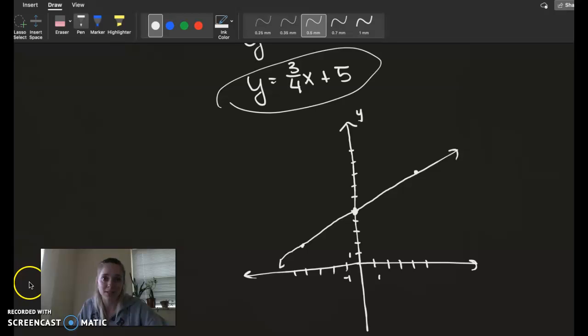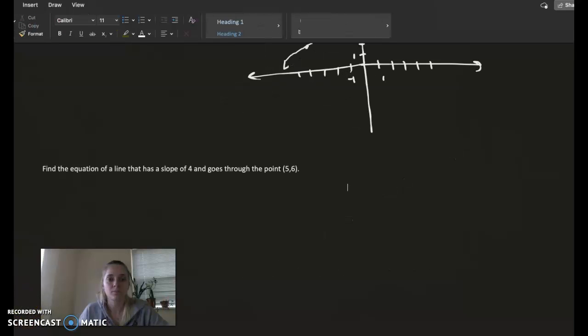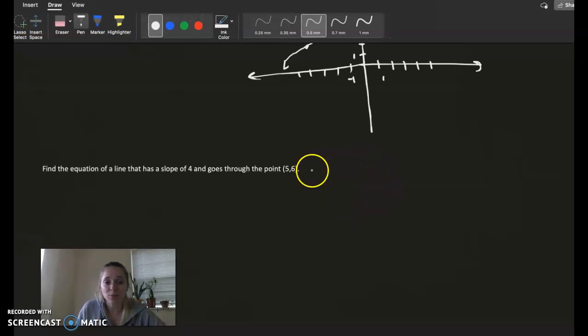Just like this. So what happens if my problem has the slope but a point that's not the y-intercept? Find the equation of a line that has a slope of 4 and goes through the point (5, 6). Now that point is obviously not a y-intercept, so I can't just throw it into the slope y-intercept form. However, I can use the point-slope formula. So this guy.